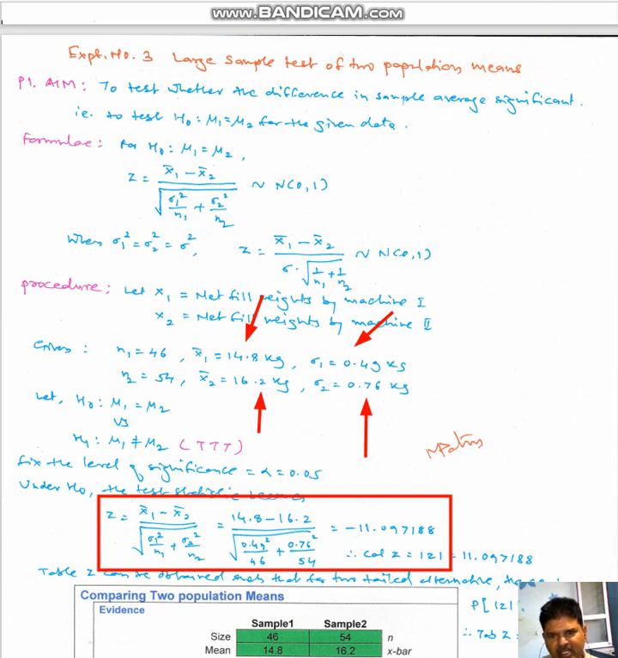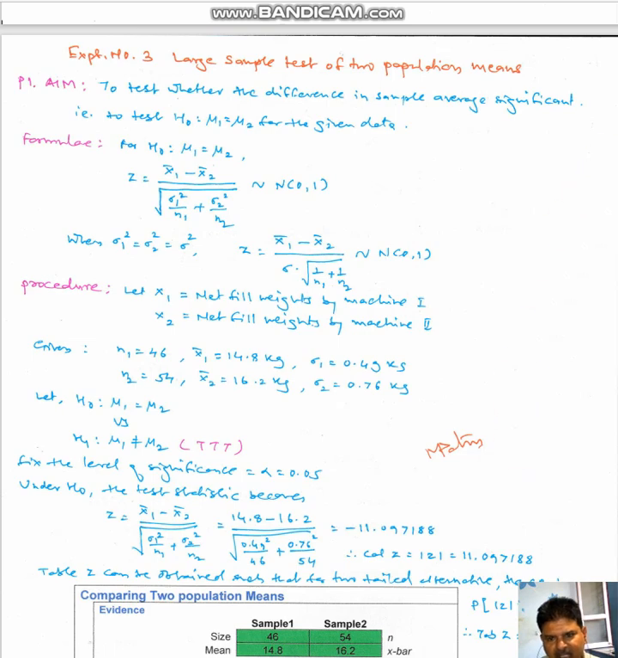What we have to do in this case? We have to fill up all these values and get the calculated value of Z. So what are we getting? We are getting the calculated value of Z. Just I will erase this one. What is the calculated value of Z? See, this is the calculated value of Z, that is minus 11.09.